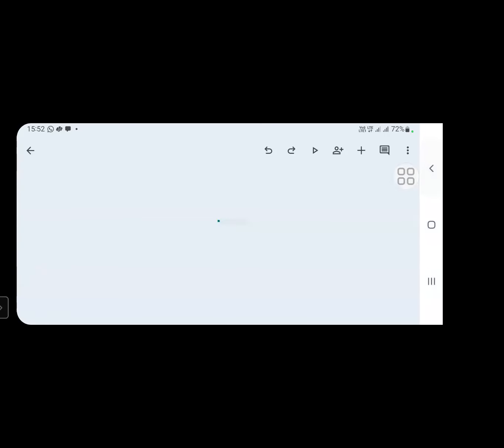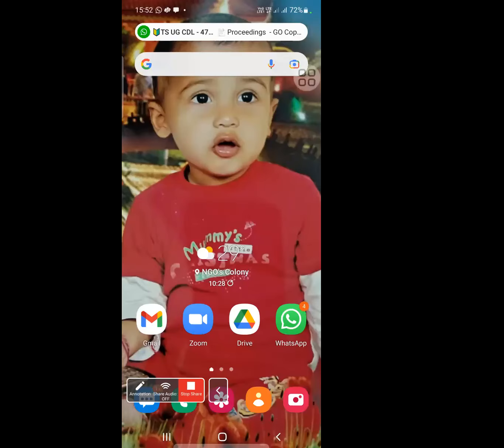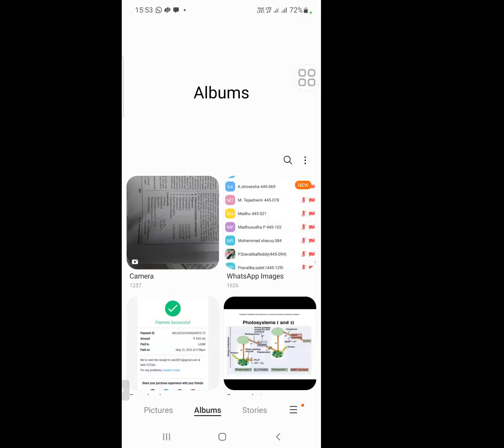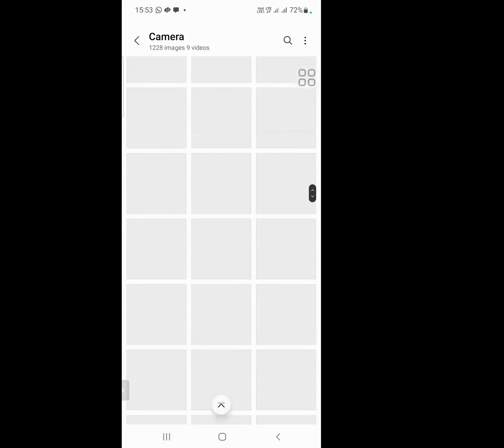Just wait, one neat diagram I have, just wait.